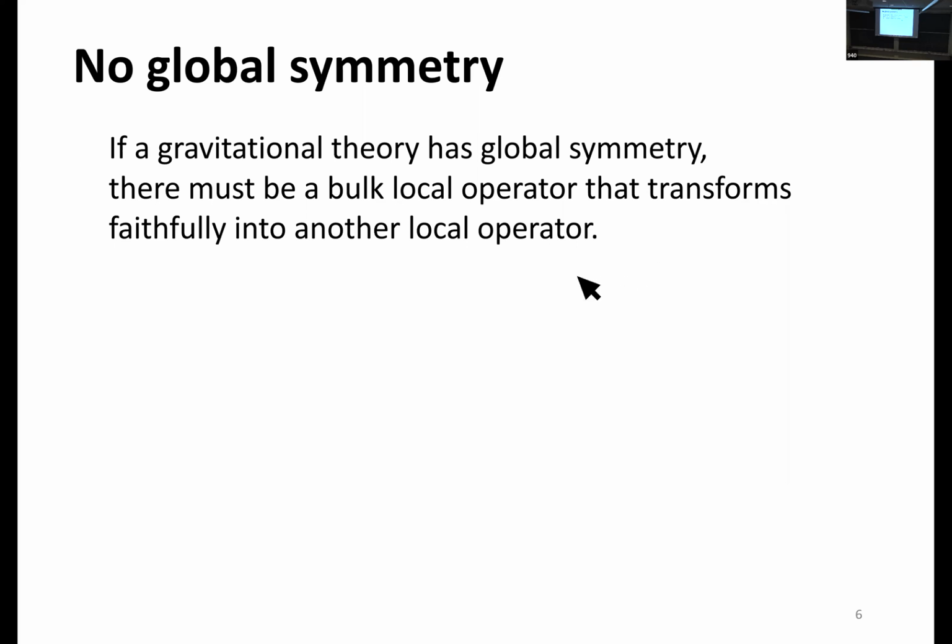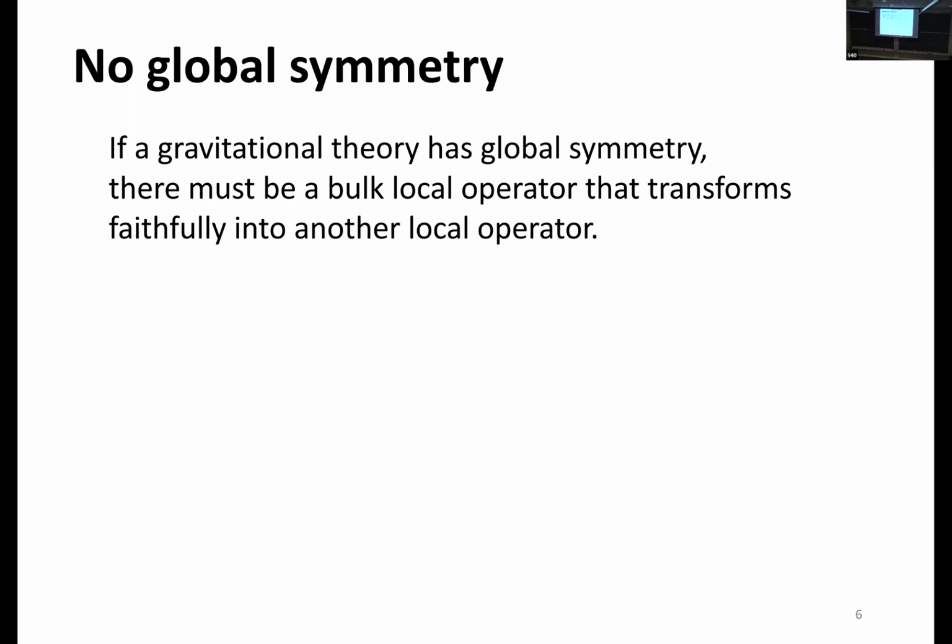Because if there is no such operator, then it does not make sense even to talk about symmetry. We could say, for example, that the standard model of particle physics has monster symmetry. It's just that it acts trivially on all the operators in the standard model, but that's not a useful definition of symmetry. Similarly, I would like this global symmetry to be useful. That means there ought to be some operators that transform non-trivially.